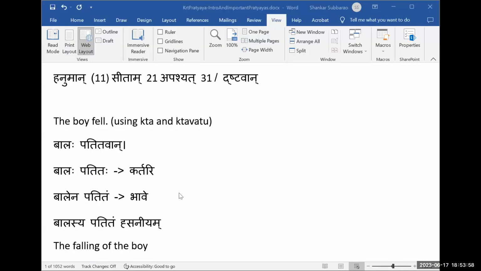Okay. Does it make some sense? I know it may not be 100% clear, but some usage will take time to get into your head. Yes, Deepti. Swamiji, in that Word document, the third option, Balena Patitam. So why this Patitam? How did we get this Patitam? Give me a second to think about it. Now, your question is why Patitam? Why not Patita is your question?